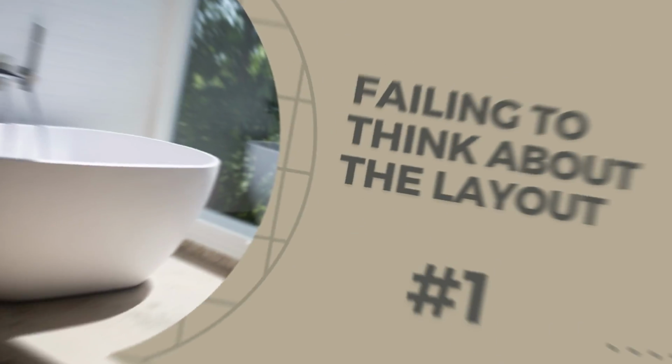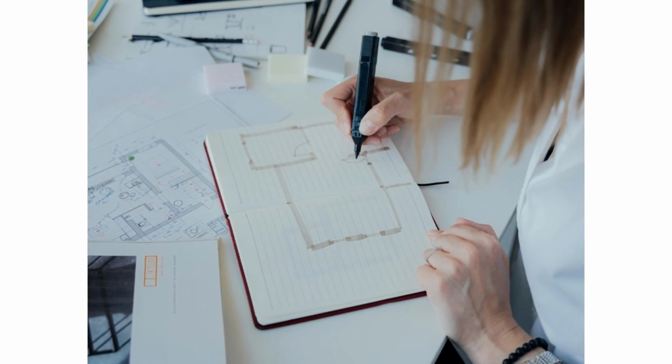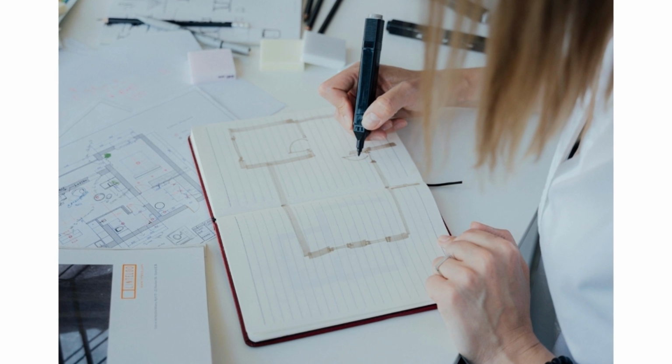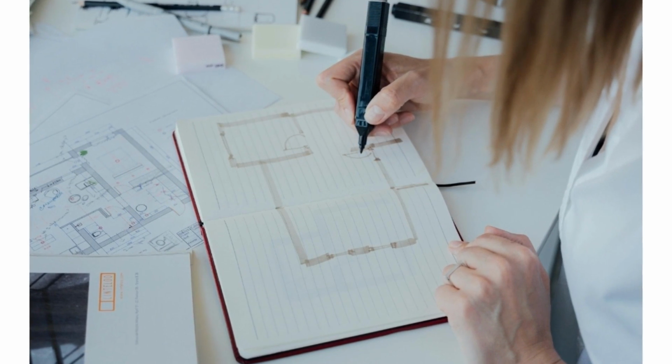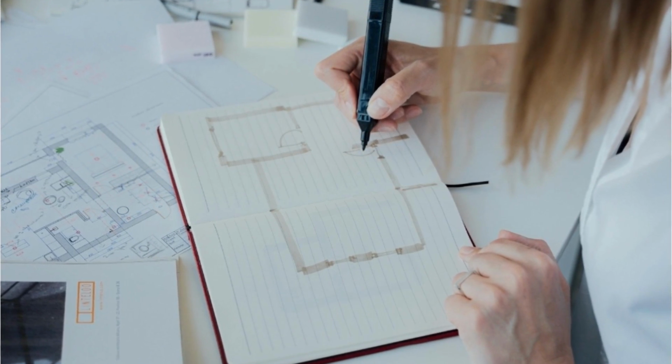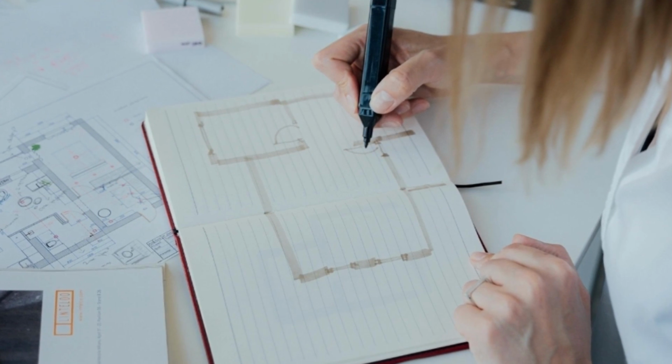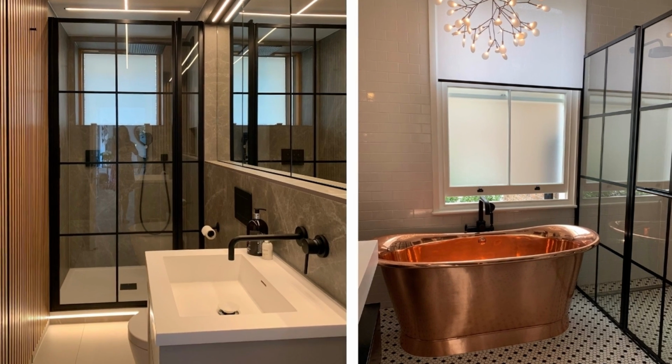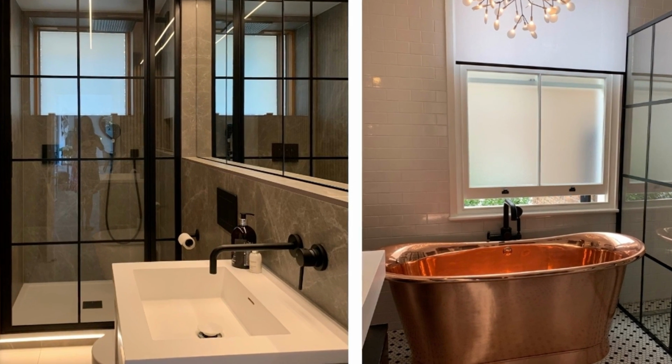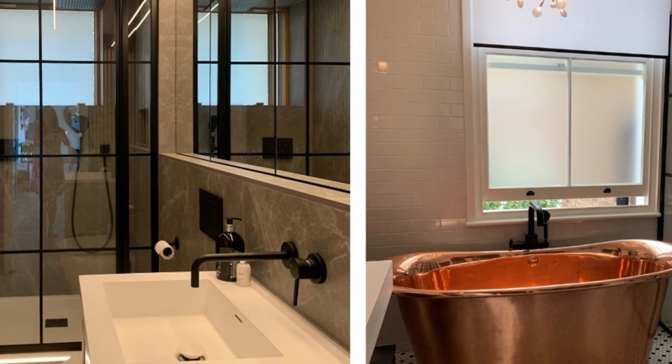One of the most common things that I see when designing a bathroom is failing to think about the layout. In order to avoid making this mistake, I would suggest you draw your current layout on some graph paper, using metric measurements and noting the location of windows and doors. Create cutout shapes to scale of every fixture you want in the room. So this is like the bath, basin, toilet and shower enclosure, etc.